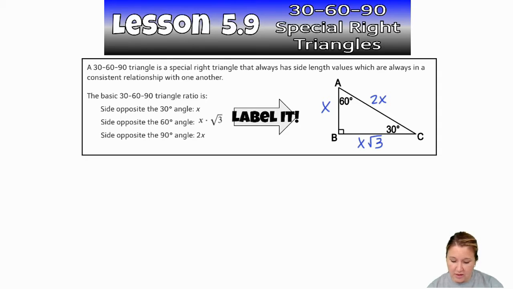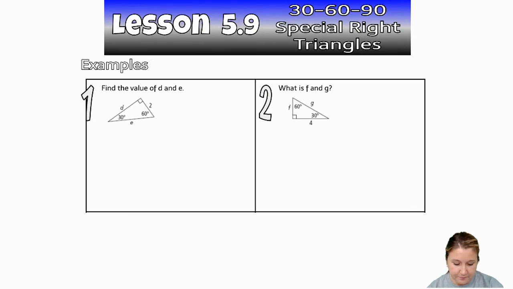Remember, across from the 30 is the shortest side, which is x. Across from the largest angle, which is 90, is twice that, 2x. And across from the 60 is x times the square root of 3. So let's take a look at what this looks like in problems.